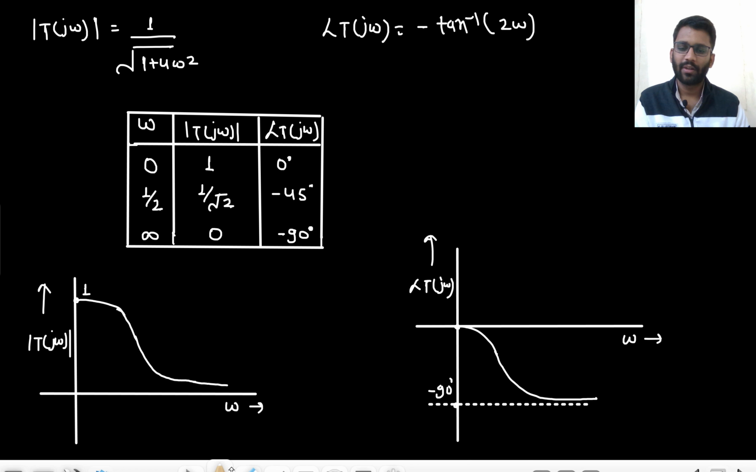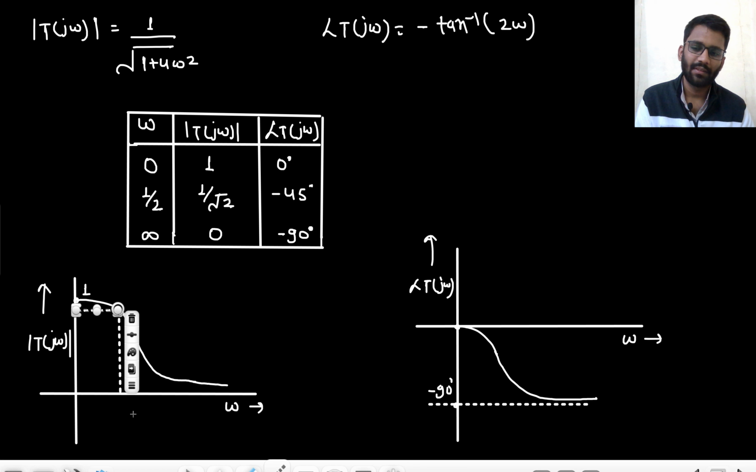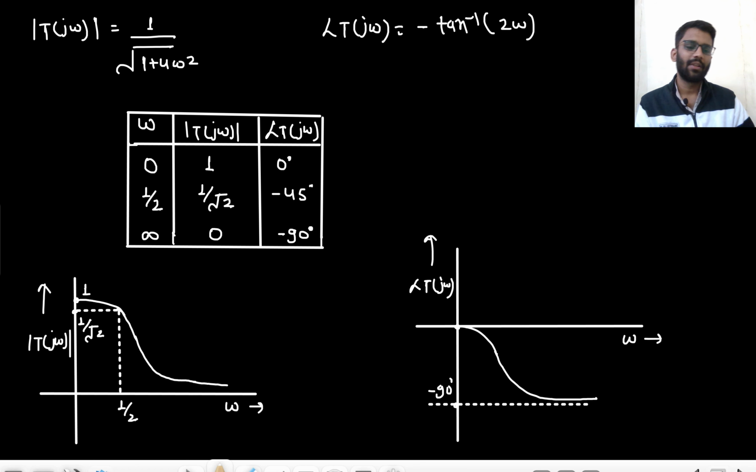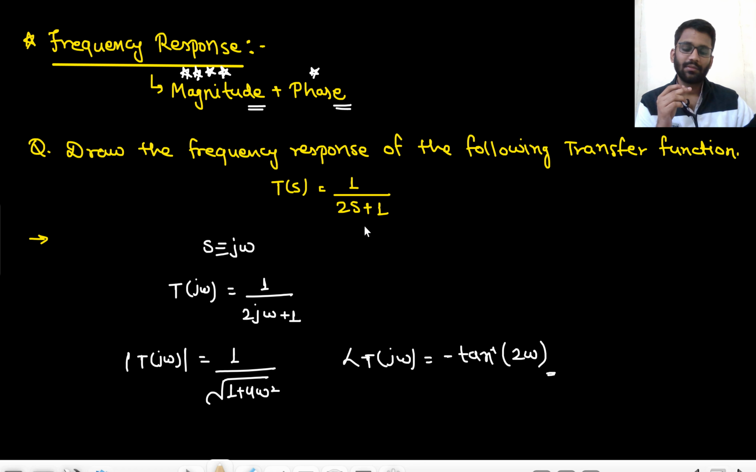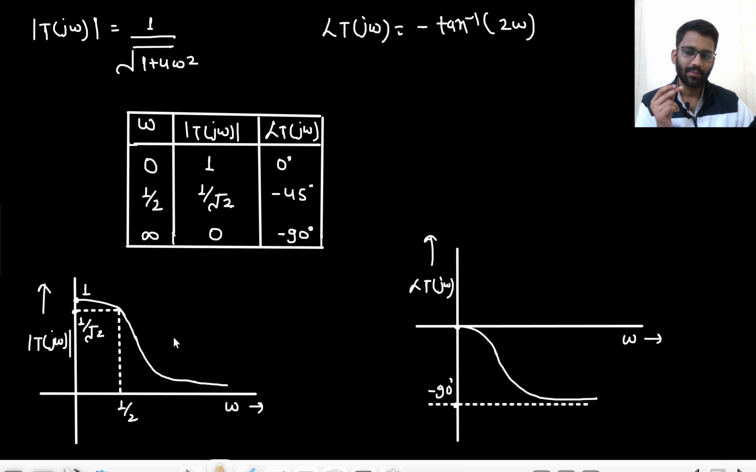And here one more point I can show, that is 1 by root 2. Why am I interested in this point? Can anyone tell? Omega is equal to 1 by 2. This is 1 by root 2. Why am I interested in this point? Because this is my pole location. Right? This is my pole location.